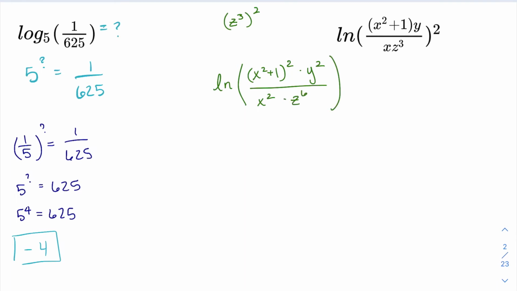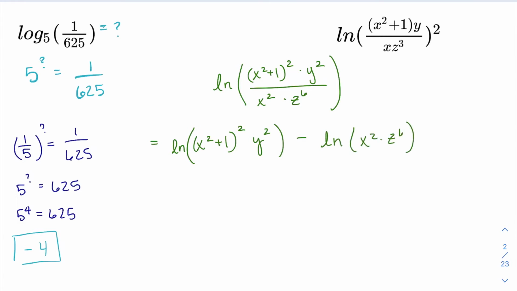And I always like to draw my z with a little line between it so that I don't accidentally think it's a 2 when I'm solving the problem. So when I do expanding, I always start with the quotient rule, right? Now that I've got that simplified. So that means that I can take things being divided inside of a log and separate them into subtraction outside of a log. So this will be natural log of the numerator, which is (x squared plus 1) squared times y squared, minus natural log of x squared times z to the 6. So that's my quotient rule done.